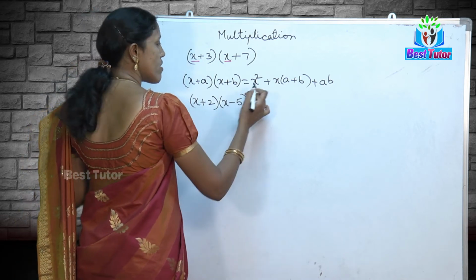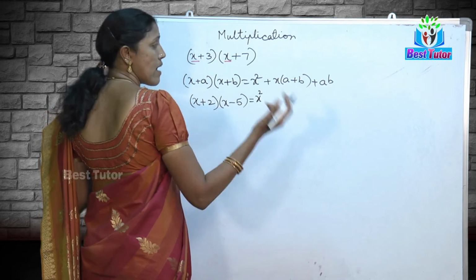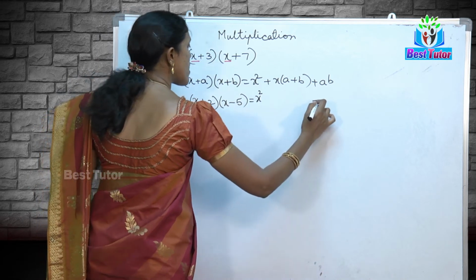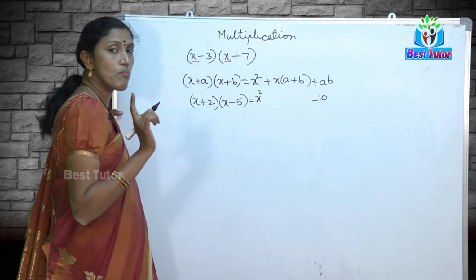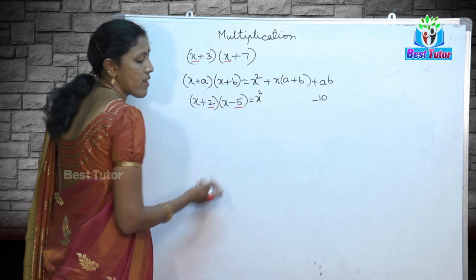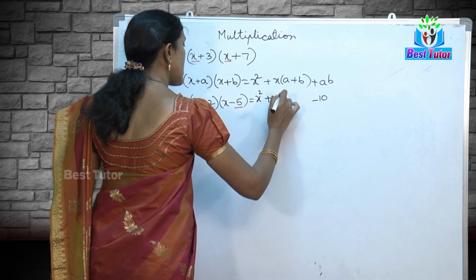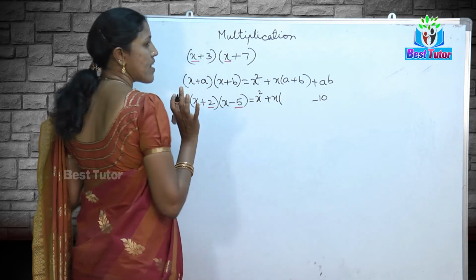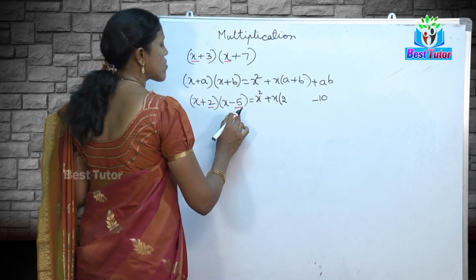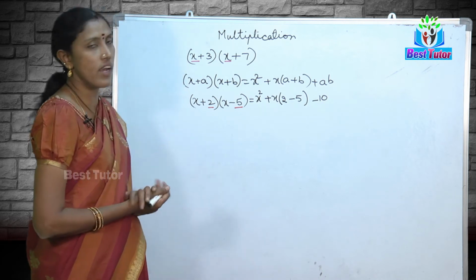Observe carefully. First term is by multiplying the first terms, x into x, x square. Last term is obtained by multiplying the last two terms. Plus 2 into minus 5 is minus 10. We need to multiply the symbols also. Last terms numbers are plus 2 and minus 5. So it's going to be minus 10. Here in between plus x into, just add the numbers. Here 2 is the first numerical and here it's going to be minus 5. So I will carry the symbol also. That is the thing we have to be careful about.